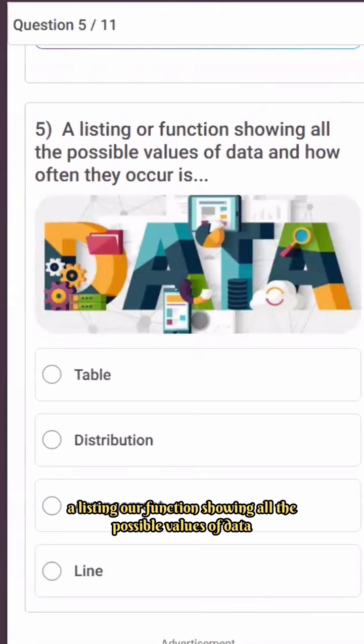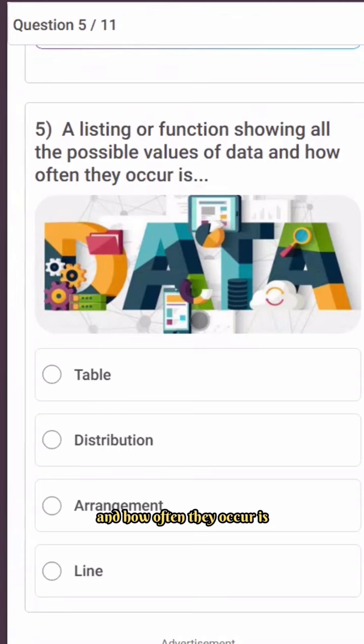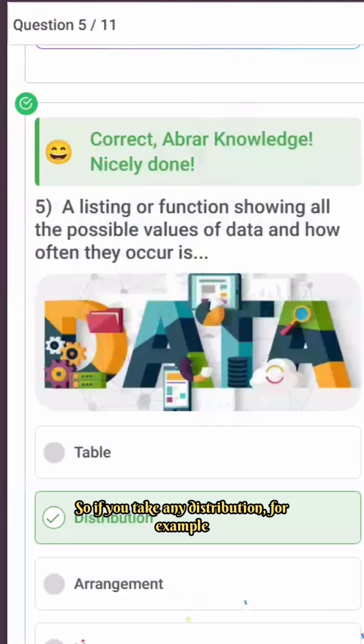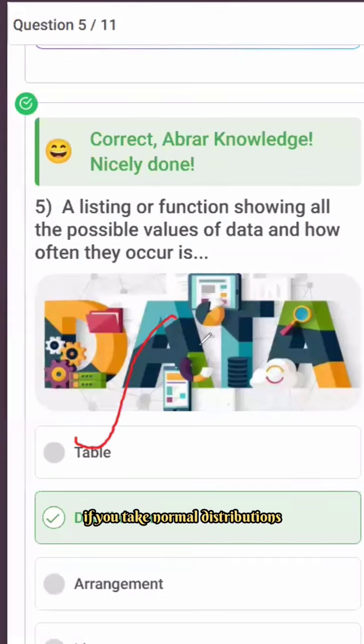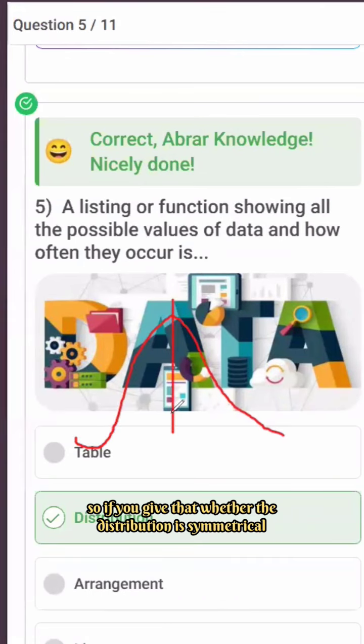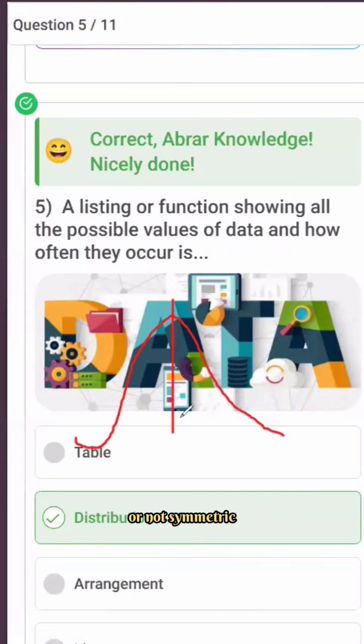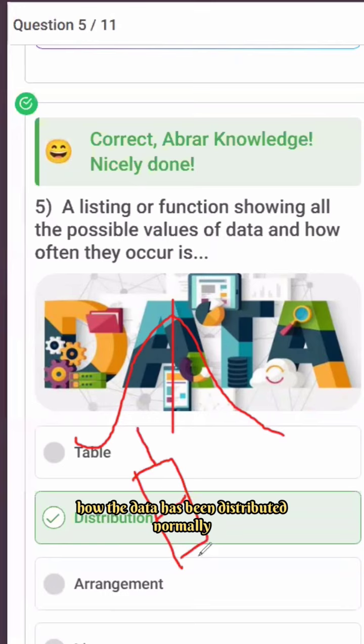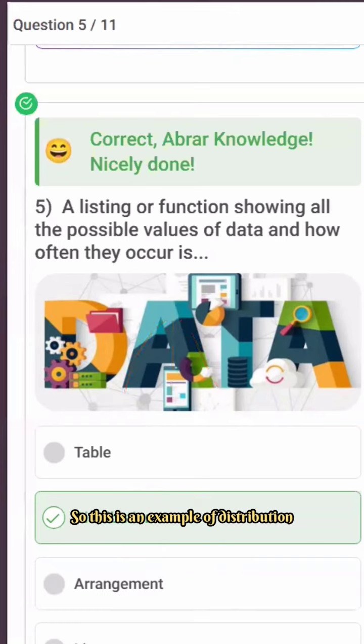A listing or function showing all the possible values of data and how often they occur is not a table, it's a distribution. If you take any distribution, for example a normal distribution, it will tell whether the distribution is symmetrical or not, whether it's skewed or not skewed. Or if you take a box plot, again, it gives the information on how the data has been distributed, right? So this is an example of distribution.